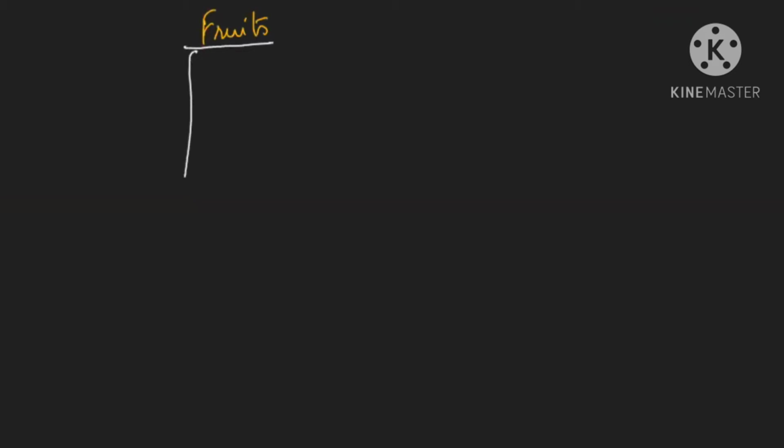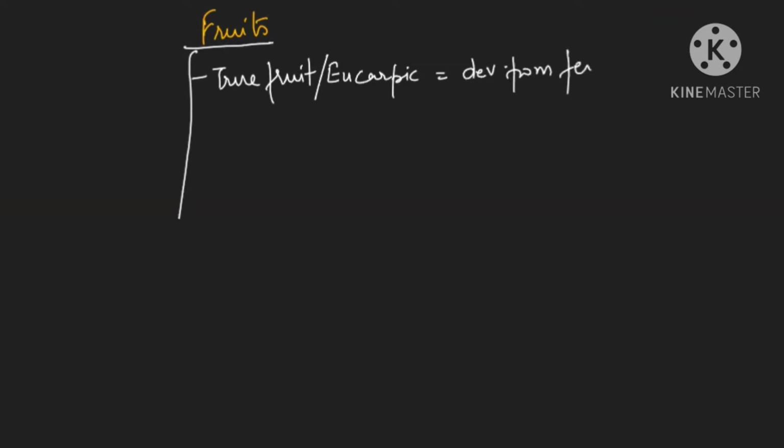They can be true fruit. True fruits are known as eucarpic fruit. It is developed from a fertilized ovary. So the ovary is fertilized and the edible part is one of the parts of the ovary wall. So the edible part is a part of the ovary.